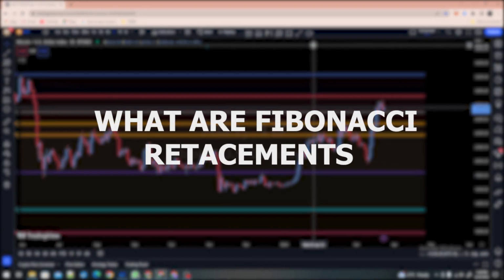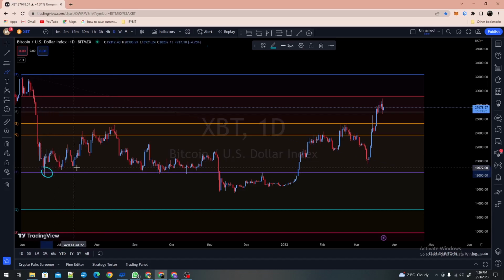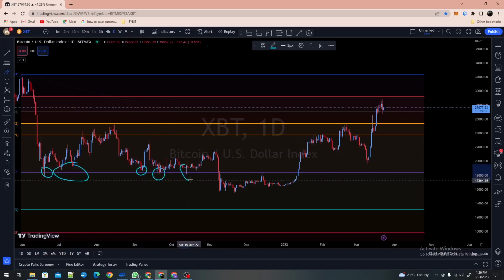What are Fibonacci retracements? Fibonacci retracements are a type of technical analysis tool used to identify potential support and resistance levels in the market. These levels are based on the Fibonacci sequence, a mathematical pattern found in nature. Fibonacci retracements are plotted using horizontal lines to indicate where the price might find support or resistance levels.